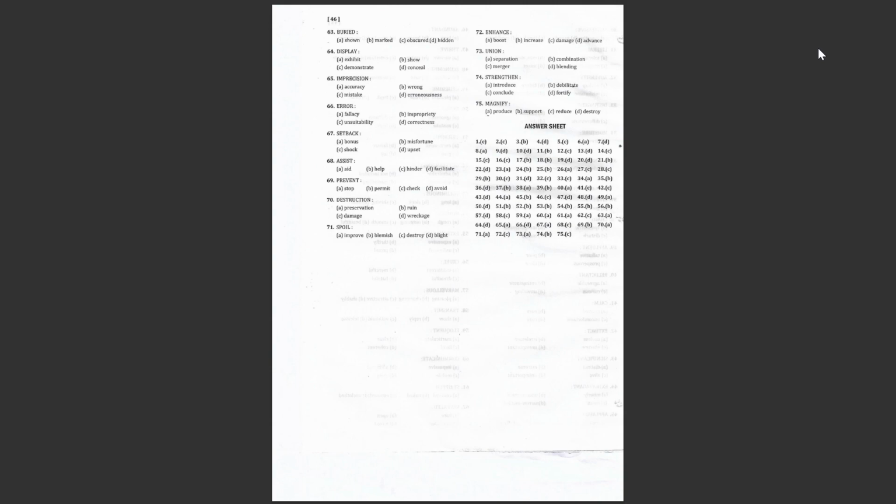Word 71, spoil. The antonym would be option number A, improve. किसी की क्वालिटी को बढ़ा देना. That is what the correct antonym of spoil would be.